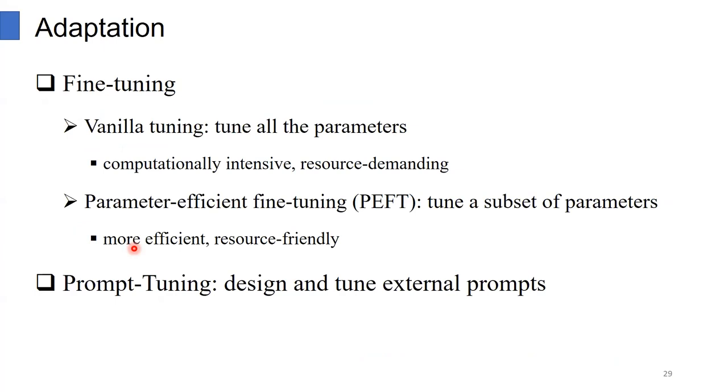So there are two types of adaptation. One is traditional, one is fine-tuning. But fine-tuning has two versions. One is vanilla fine-tuning, right? Which you update all the parameters. This is computationally intensive, and probably we can't really afford it if you want to fine-tune for every task. A more practical solution is parameter-efficient fine-tuning. So we only fine-tune a subset of parameters. So this would be more efficient and resource friendly.